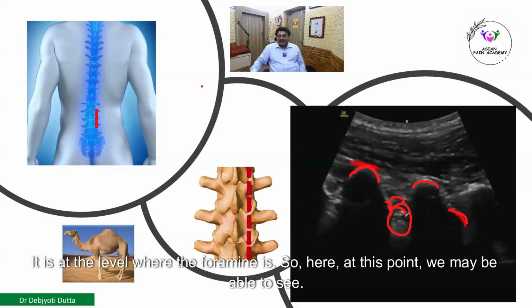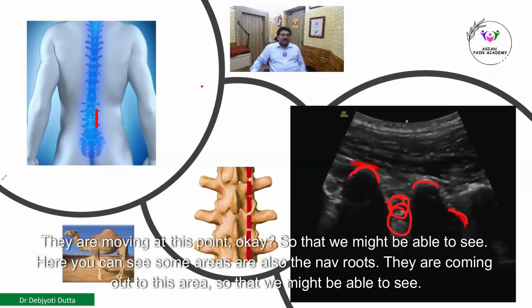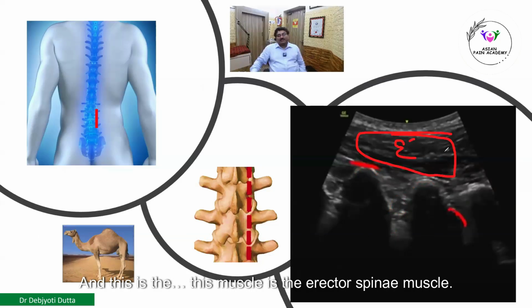So here at this point, we may be able to see some vessels, that is the radicular vessels or segmental radicular arteries, they are moving at this point. Okay. So that we might be able to see. Here you can see some areas, and also the nerve roots, they are coming out to this area. And this muscle is the erector spinae muscle.